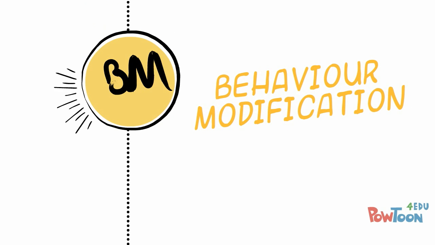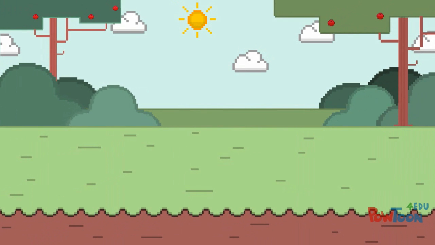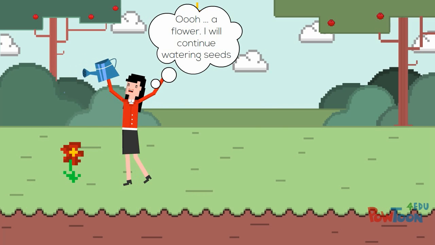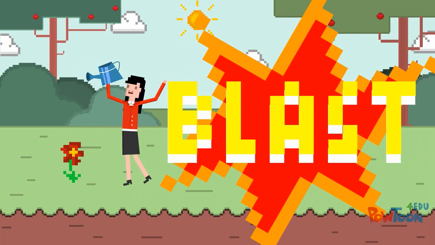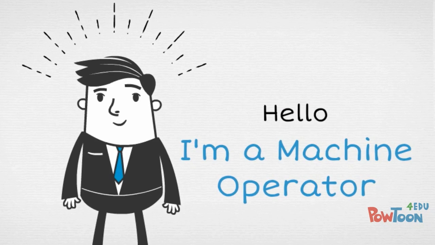Organizational behavior modification takes the behaviorist view that the environment teaches people to alter their behavior so that they maximize positive consequences and minimize adverse consequences. Let us use the following example to explain the basics of behavior modification.